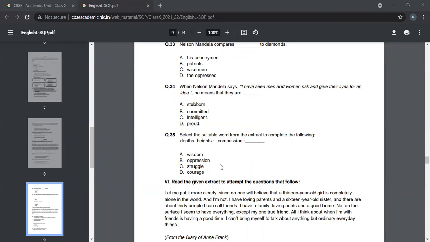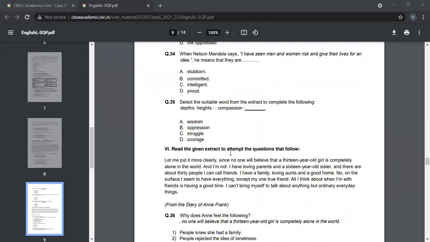Depth is to height. जितना गहरा होगा हाइट भी बढ़ेगी ना. डेप्थ इज टू हाइट. कंपैशन इज टू विजडम, ऑपरेशन, स्ट्रगल, करेज. करेज और स्ट्रगल में से है ना कंफ्यूजन है ना इसमें. उसी वे में कंपेयर करना पड़ेगा ना डेप्थ और हाइट को. जितना कंपैशन होएगा, पर ये मैच नहीं कर रहा. करेज भी कंपैशन से मैच नहीं करता. ऐसे तो विजडम नहीं हो सकता. दिस इज क्वाइट माइंड बॉगलिंग क्वेश्चन.